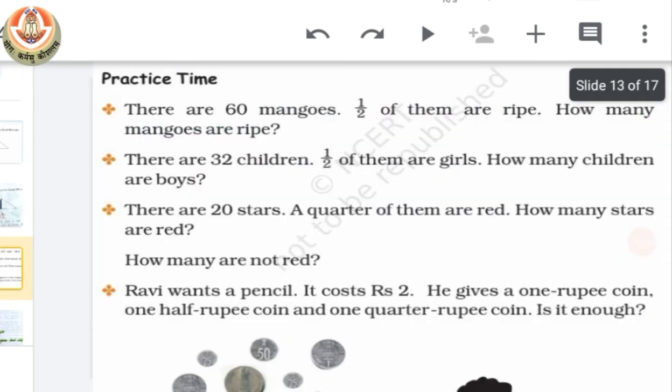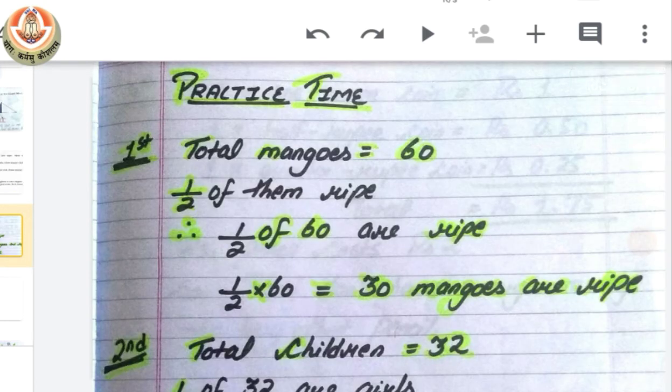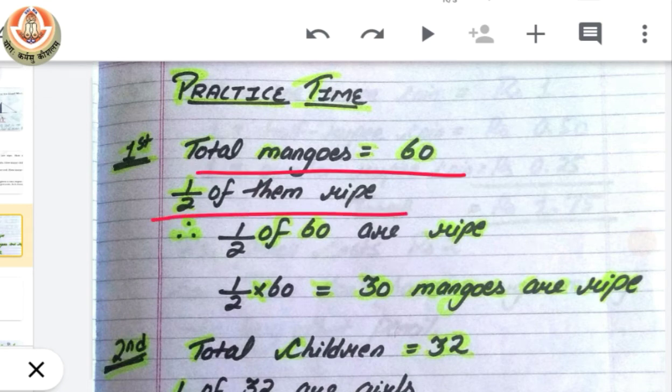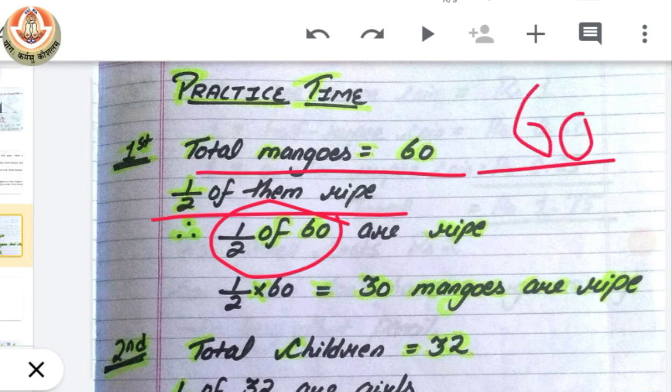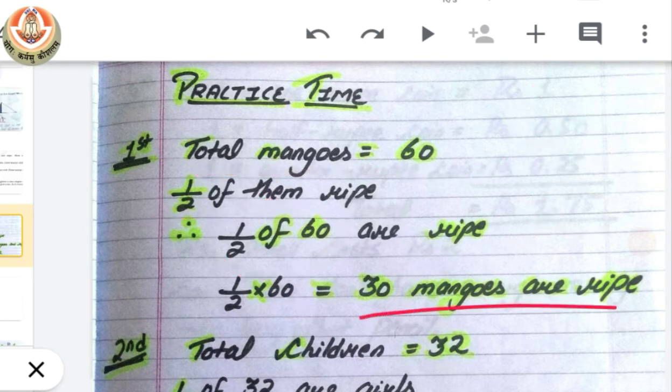Now let's move on to the practice time, and these questions are for your notebook work. So the first question is, there are 60 mangoes, half of them are ripe. So we have to answer how many mangoes are ripe. So see how we have to do it. We all know that total mangoes are 60, half of them are ripe. So half of 60, we have to divide 60 with 2. And when we do so, we will have answer 30 mangoes. So that means the answer is 30 mangoes are ripe.